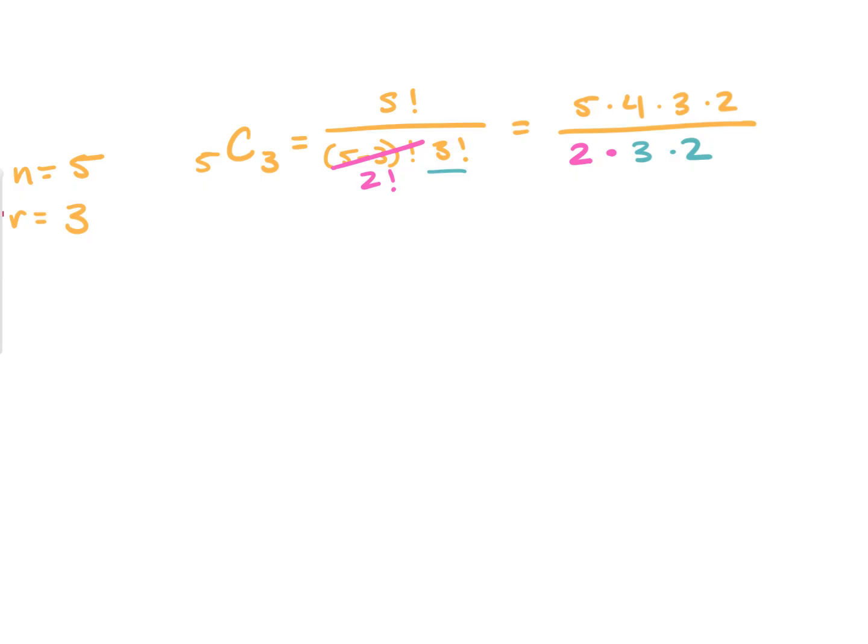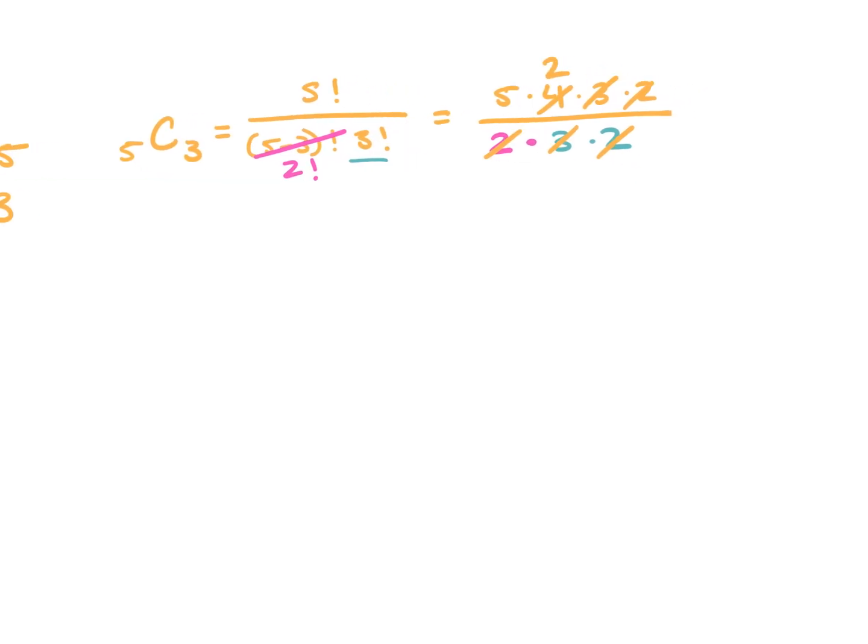I'm going to simplify this more because, again, I think that it's fun. So the 3's cancel, the 2's cancel, and then 2 goes into 4 2 times. So we just have 5 times 2 left. So what would be our number of combinations here? 10.